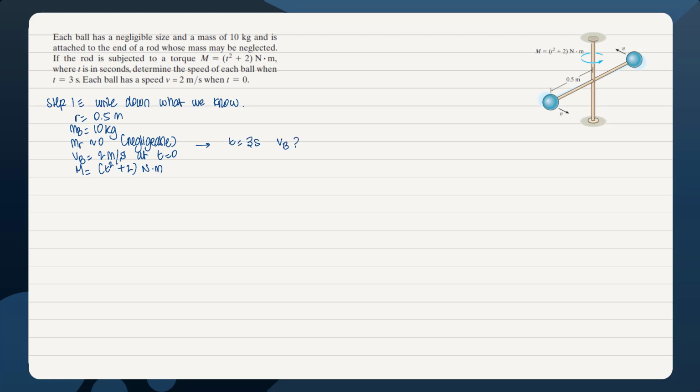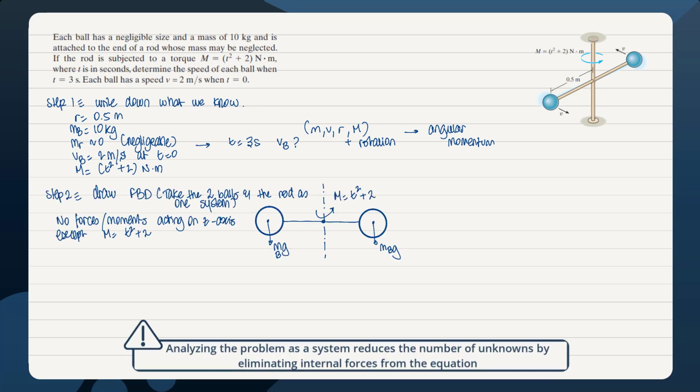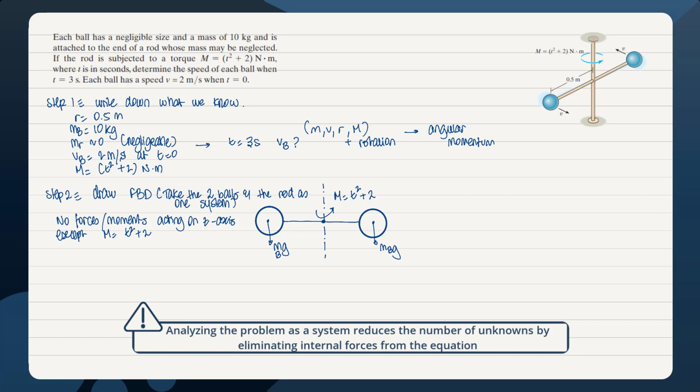Again, we have mass, velocity, radius, moment. We can see that we're dealing with a rotation about the fixed axis, so angular momentum seems to be appropriate here. Let us draw the free body diagram. Taking the two balls and the rod as a single system, we want to reduce the number of unknowns to the minimum here.